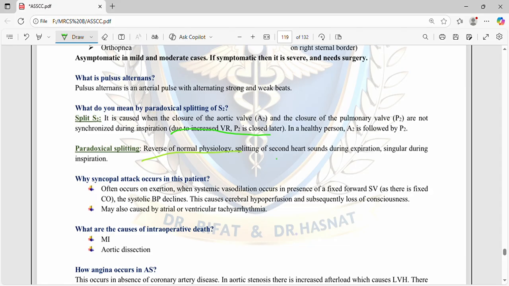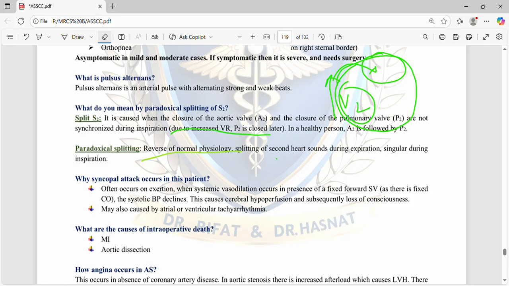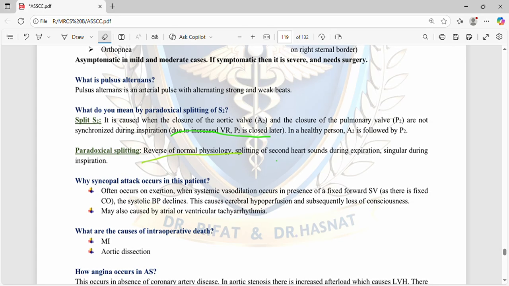In inspiration the lungs or the chest cavity expand, so the venous return increases, blood flows into the chest cavity, and this comes into the right atrium. So when the venous return or the preload is high, it will fill the whole of the atrium and the ventricle, and they will take longer time to empty the right ventricle or the right atrium. So that is why the second heart sound is delayed during inspiration.